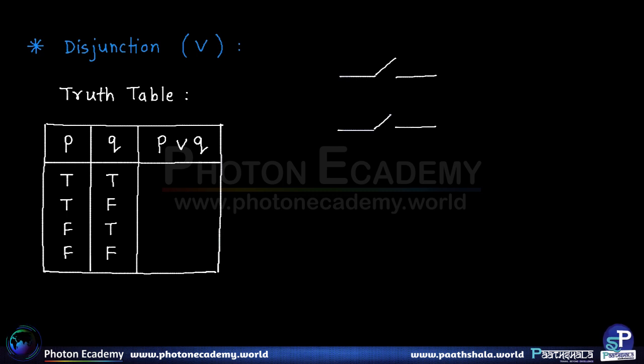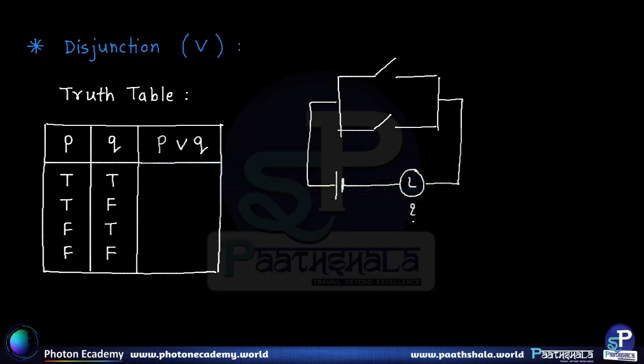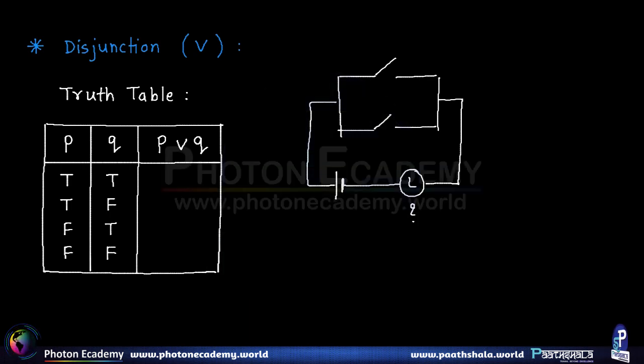connection of two switches. If two switches are connected in parallel in a circuit which has a battery and a lamp, let's ask the question: when will the lamp glow? From the parallel arrangement it is clear that when either of the switches is closed, or maybe even both of the switches are closed, still in all those cases the lamp will definitely glow. Or the simpler way to remember is that the lamp will not glow only when both of the switches are open. To translate that in terms of truth values, the disjunction is false only when both of the individual statements are false. That is the quickest way to remember.